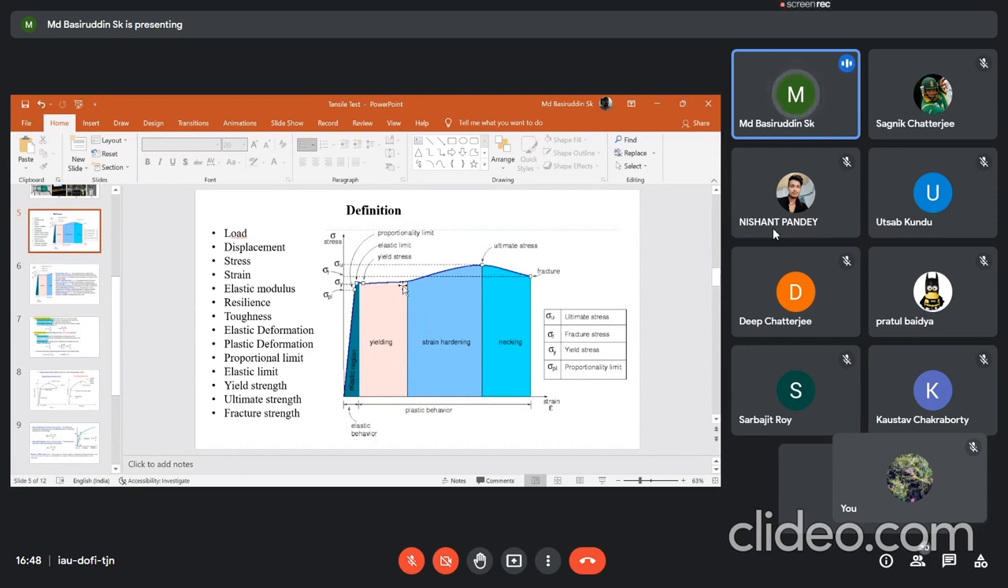So that is why, in order to overcome that resistance, you have to apply more amount of load. And when you apply more load, the material will again start to deform. So that is why you will find that from YS to UTS, the curve gradually increases. Okay, and beyond that, what will happen?